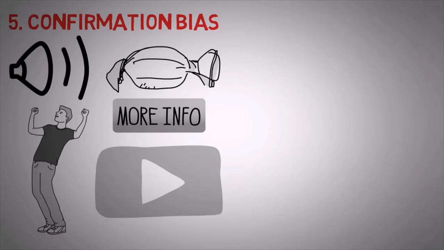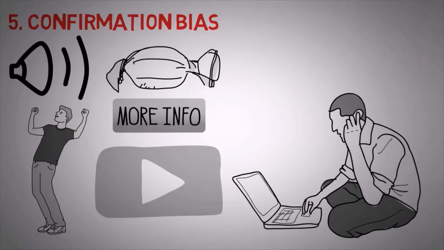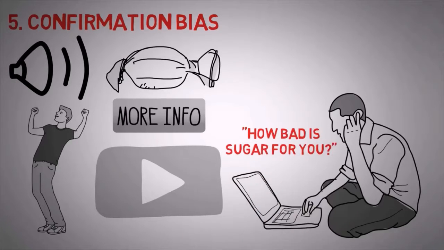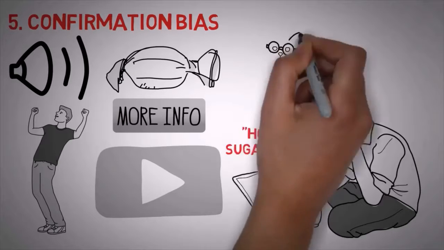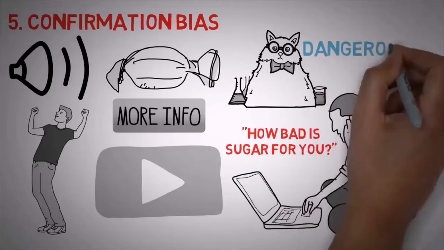He doesn't go through and type, positive health effects of increasing blood glucose levels, or positive effects of eating a bowl of ice cream. No, he will instinctively go to Google and type in, how bad is sugar for you? The confirmation bias is very dangerous in scientific situations, and is actually one of the most widely committed cognitive biases.